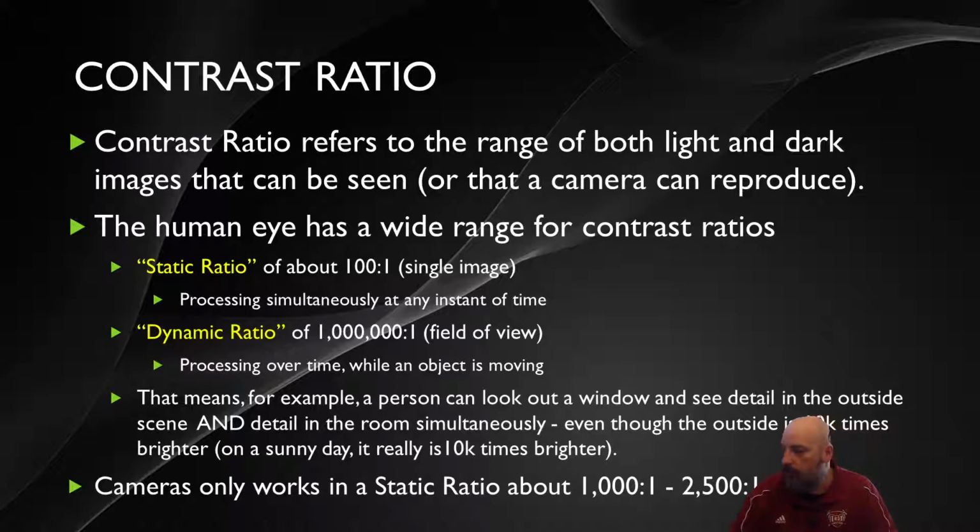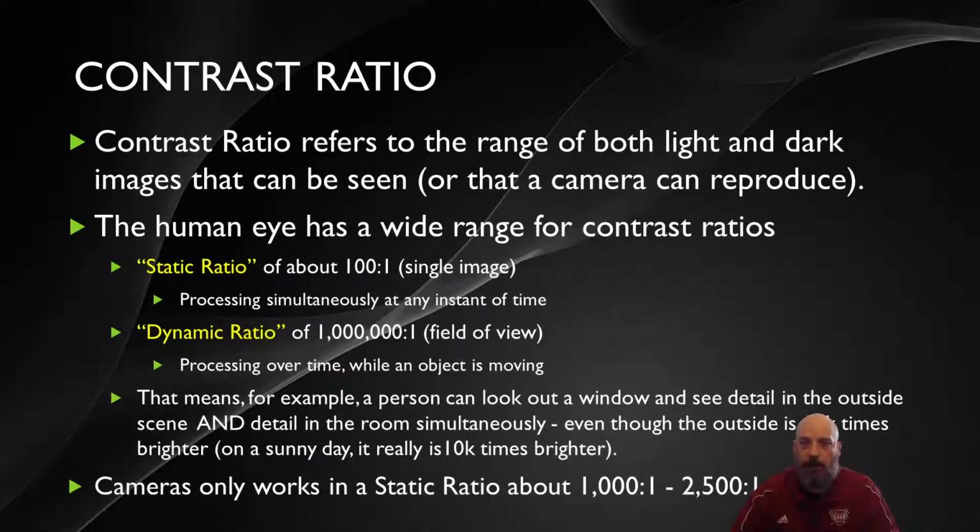Now, one of the things that's going to come into play with the camera and with our eye is what's known as a contrast ratio. And this is a ratio between the light and the dark of an image. So the human eye actually has two contrast ratios that it's dealing with at the same time.